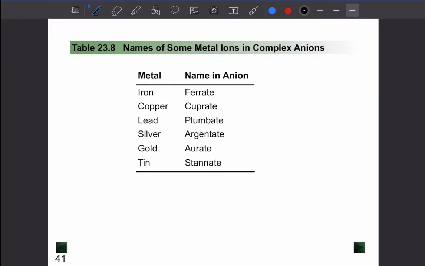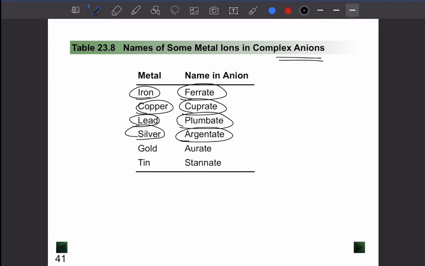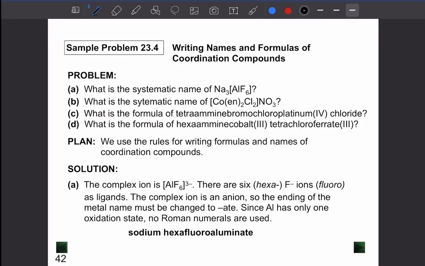Next, for the anionic metal complexes, the metal ions: iron is written as ferrate, copper is written as cuprate, lead is written as plumbate, silver is written as argentate, gold as aurate, tin as stannate. So let's try the first example, Na3AlF6.